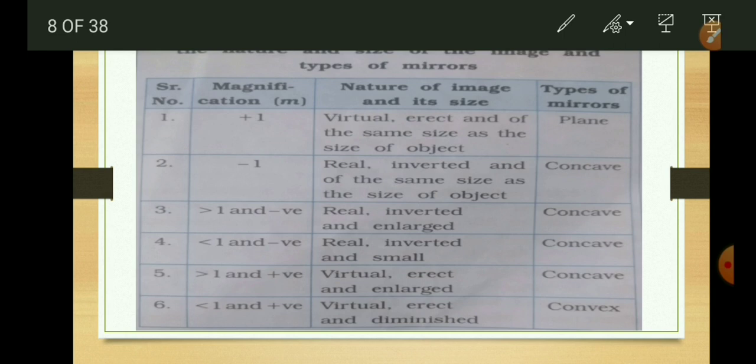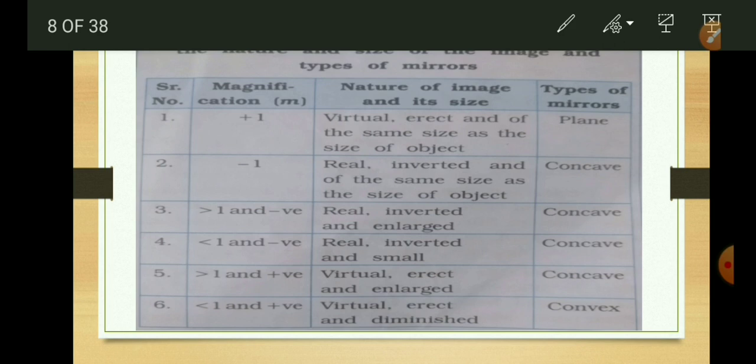Next is, if the magnification value is greater than 1 and negative. Negative means real and inverted, and greater than 1 means the image is enlarged. 1 means same as that of the object, greater than 1 means enlarged, and the mirror is a concave mirror, because in case of a convex mirror it forms only a virtual, erect and diminished image. If the image is real, inverted and enlarged, that means it is a concave mirror.